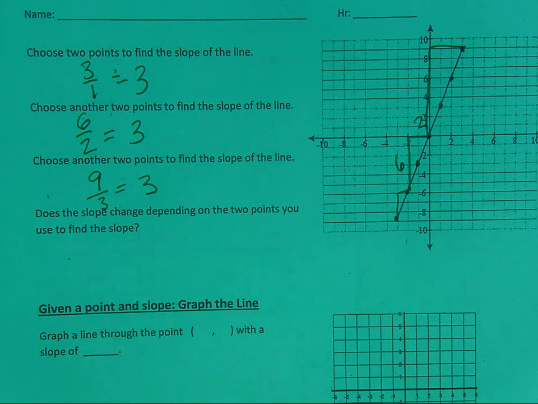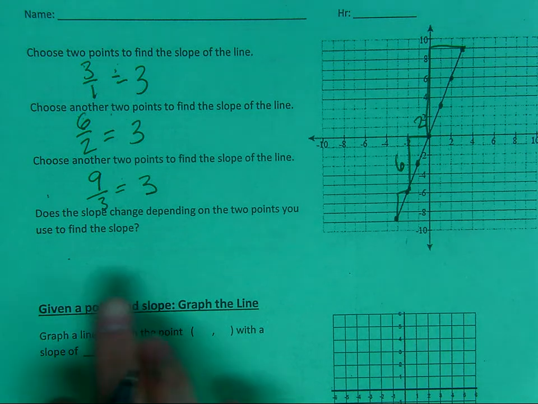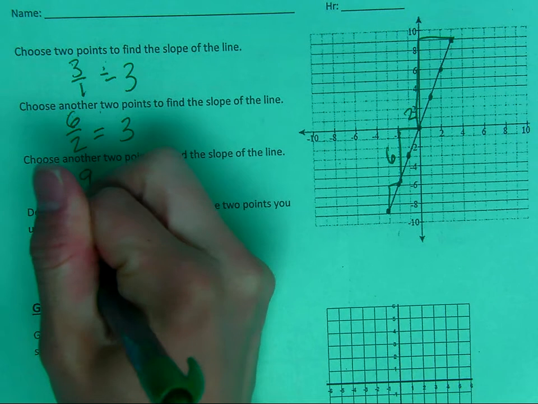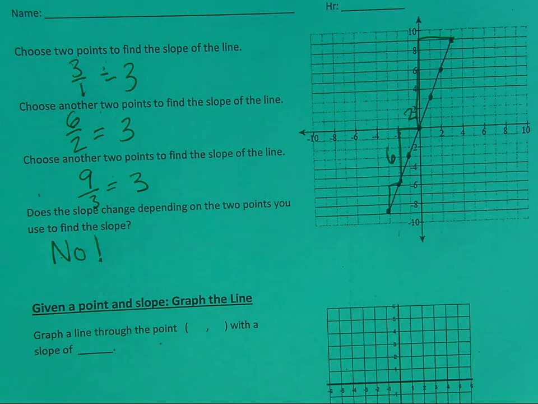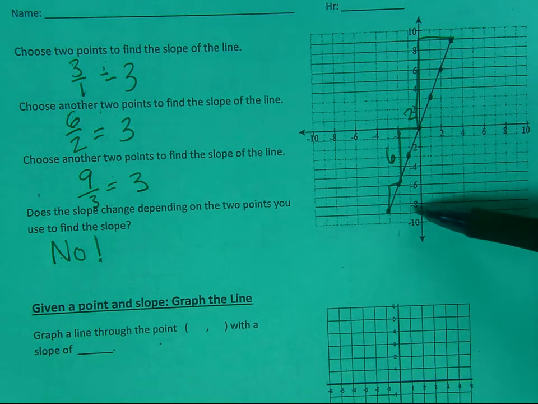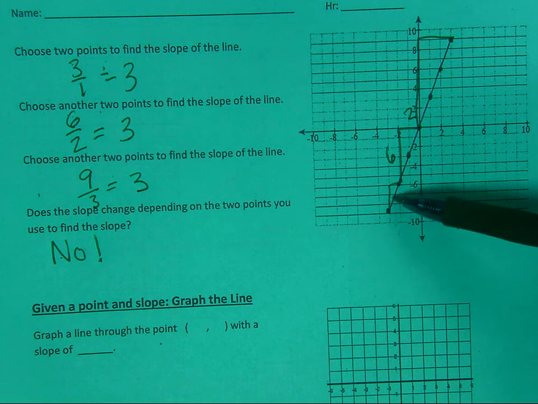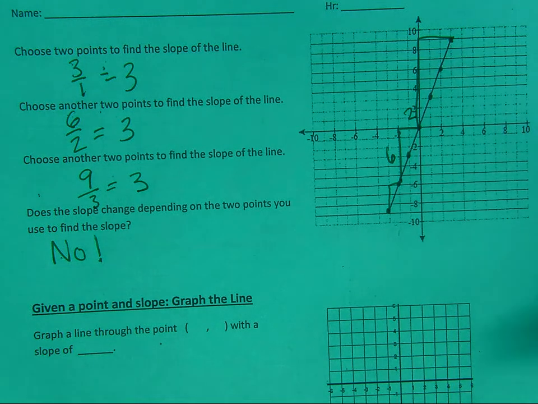So again, what we're noticing here, so this is why it doesn't matter which 2 points you use, because you're going to have the same slope. So does the slope change? No, it does not change. It doesn't matter which 2 points you use, because slope is the steepness of a graph. This line is not changing steepness. It's the same all the way.